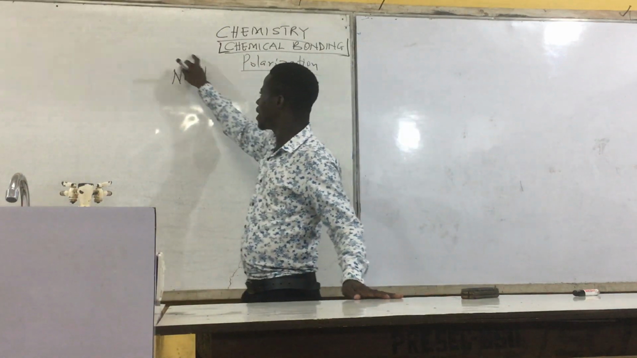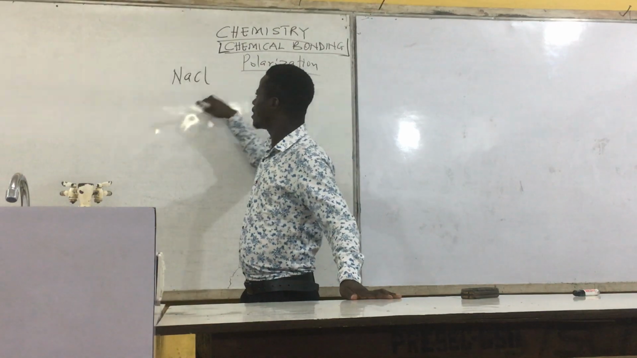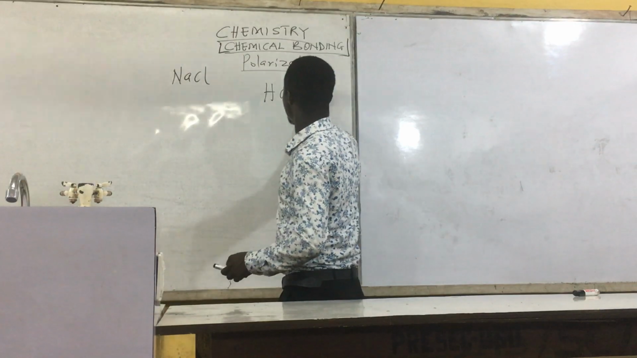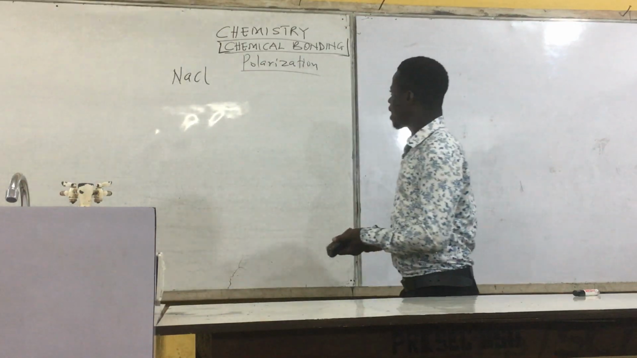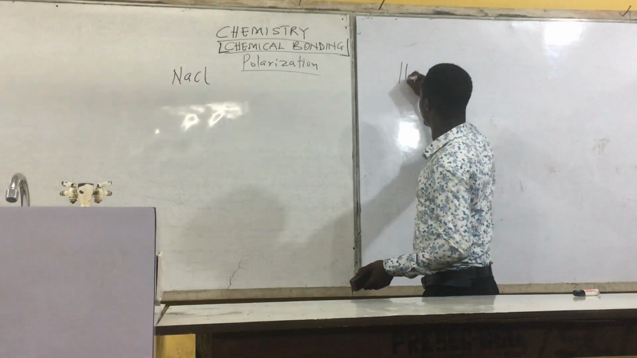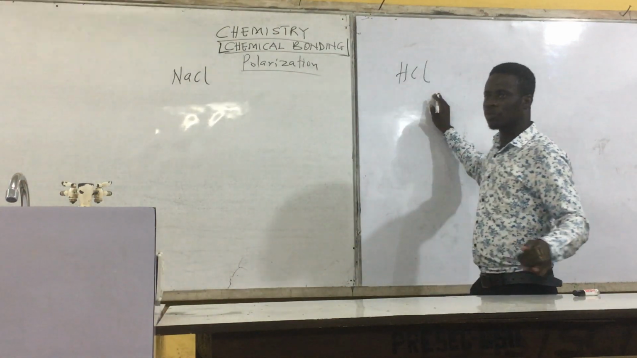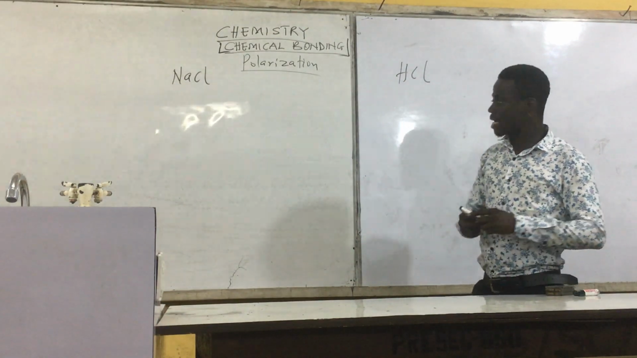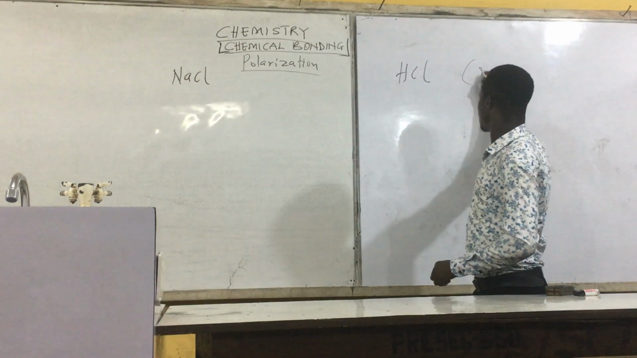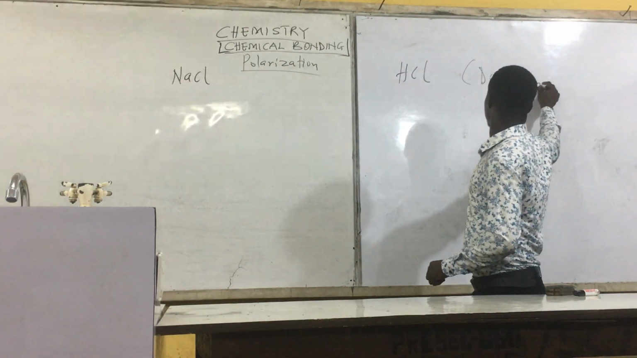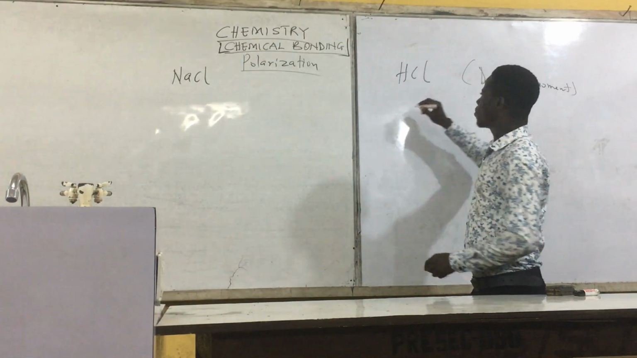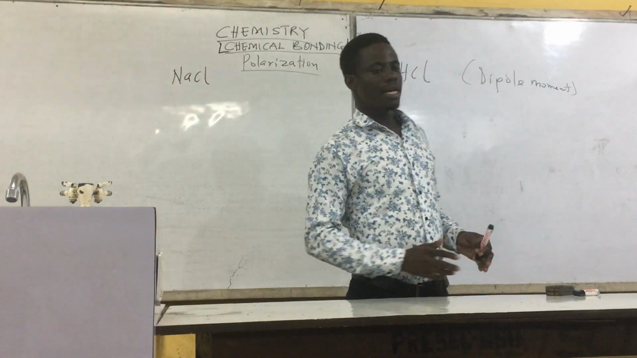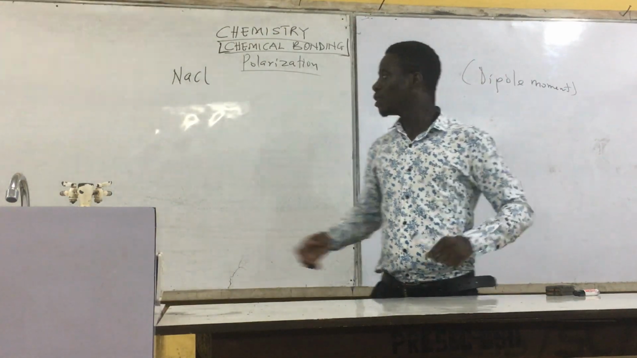A situation whereby there is some covalent nature in an ionic compound leads us to a concept called polarization. And anytime this is a covalent molecule but there is some ionic character, that leads us to another concept called dipole moment. So in this video, we are going to explain the concepts of polarization and then dipole moment. So let's take the first one.